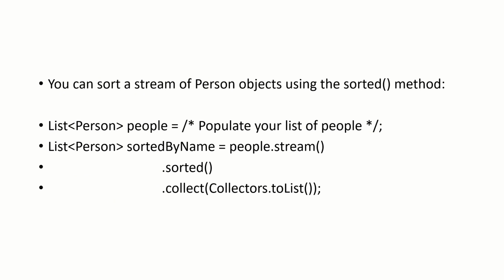Now let's say you have a list of those persons, and then you convert that list into a stream, and then using the sorted method you can directly sort the list of people based upon the name and then collect it, and that's all. That's how you can use comparable in the form of a stream.